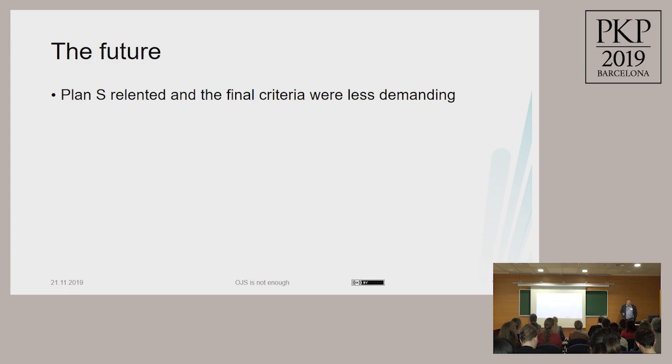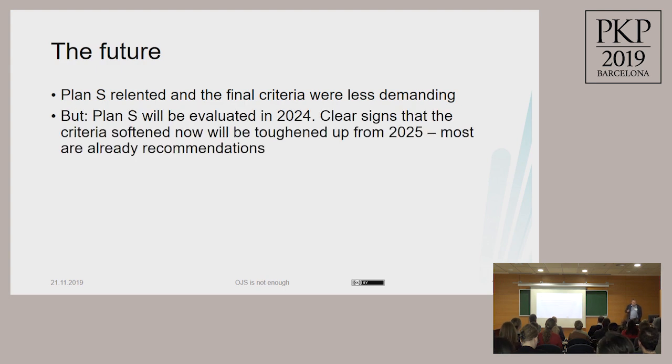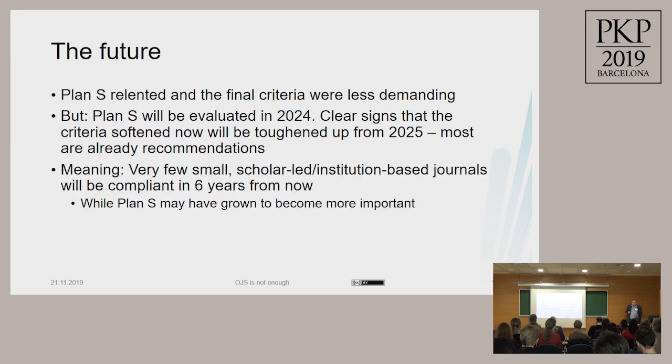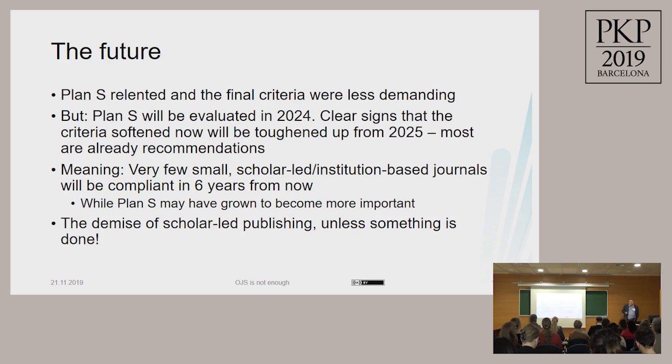The future, well, the plan has relented on this part, and I know they have read the article. The final criteria were less demanding, but there are clear signs that the softened criteria will be toughened up from 2025. Most of them are already recommendations, which means that very few small scholar-led journals will be compliant 6 years from now, and 6 years is very soon on the timescale where we work. It's a geological timescale, I think, sometimes. Plan S might have grown to become more important because many editors can today say, well, Plan S, it doesn't mean anything to us. Our authors don't have Plan S funding. Well, that can change the day your friendly neighborhood research council decides to join Plan S. You can have a Plan S problem overnight. So we have to plan for it and have some thinking about it. Well, this will be the demise of scholar-led publishing unless something is done.